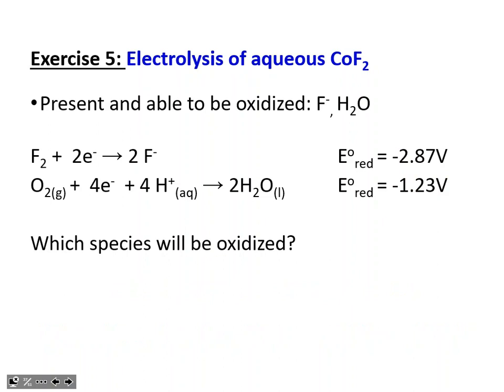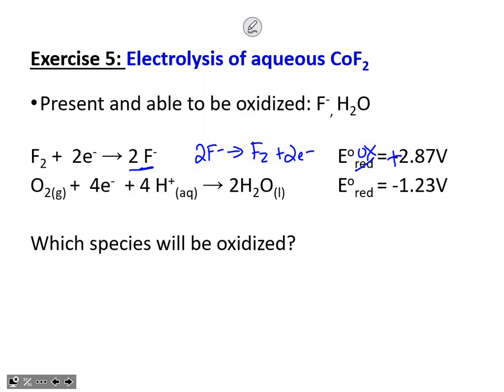For fluoride and water, if you're doing cobalt 2 fluoride, here are the reduction potentials, which would be oxidized? Well, if we flip, yes, it's going to be the fluorine. So if we flip this one, you get the 2F- going to the F2 plus the 2 electrons. This becomes positive for the ox, like so.